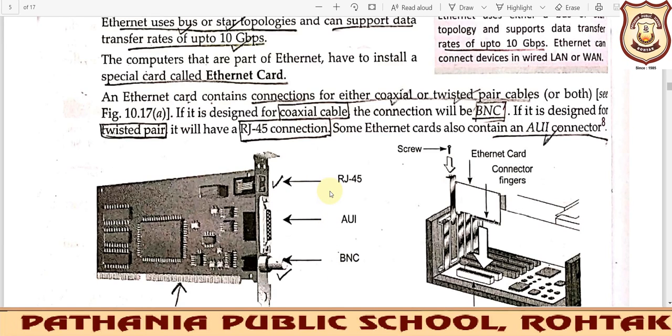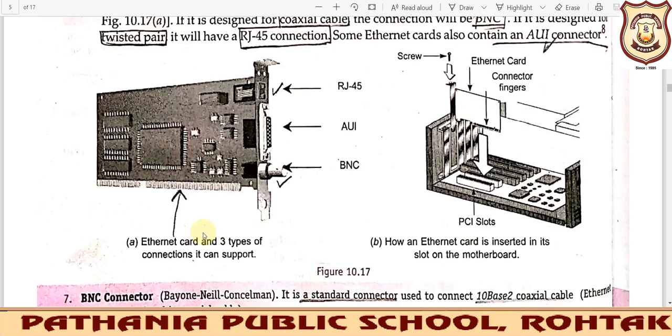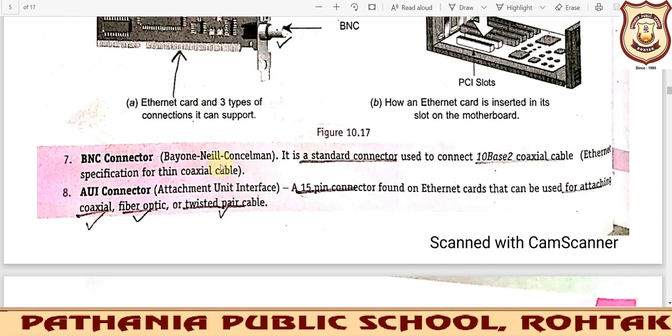Now what is this RJ45? We have discussed registered jack 45. Next is your BNC. It is also a type of connector, like we have the RJ45 connector, we have the BNC connector also, and we have the AUI connector also. AUI stands for attachment unit interface. This RJ45 connector has 8 pins, but this AUI connector has 15 pins. It is also meant for the same purpose, that is for getting attached to the Ethernet cards.